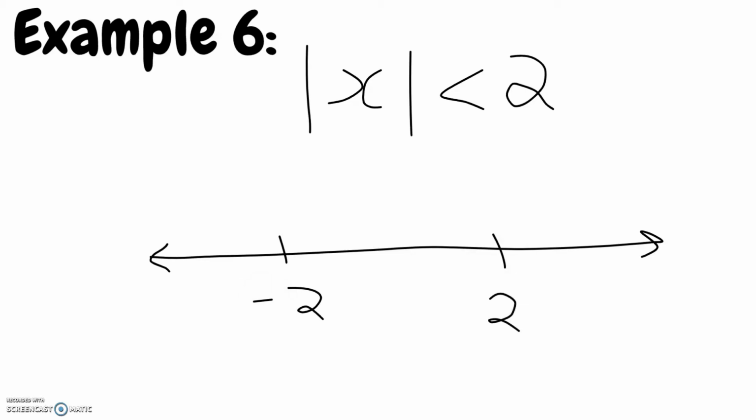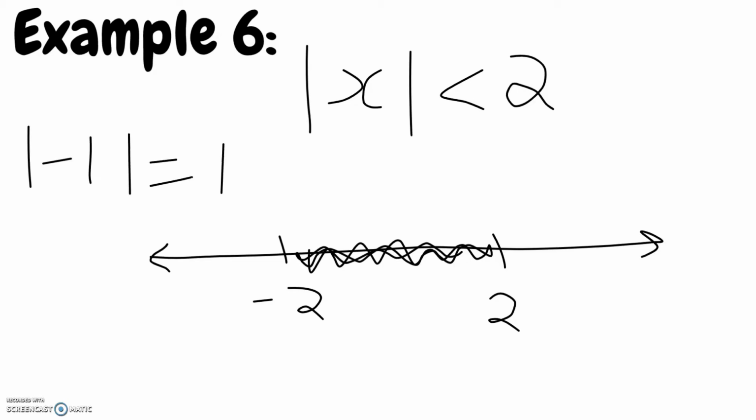And I know that for any value of x within this line, I am going to be getting an absolute value that is less than 2. For instance, if I took the absolute value of, let's pick a random number between negative 2 and 2, let's say negative 1. The absolute value of negative 1 is going to be equal to 1. Is 1 less than 2? Yes. So we know that this range works and that this is a correct answer.